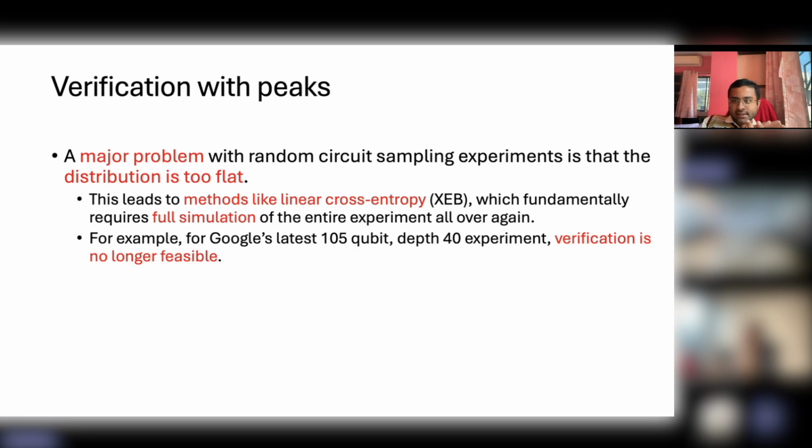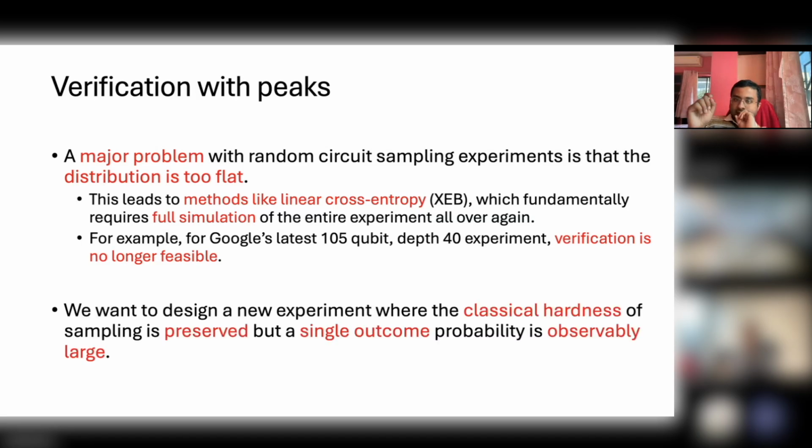And for instance, the fact that with simulation and verification there's no gap between these two timescales is very apparent in the brand new experiments. Like Google's 105 qubit depth 40 experiment can no longer be verified. It's no longer humanly possible to verify this. So what Google did was they did some cross-entropy benchmarking on a much smaller system and then extrapolated those scores for their 105 qubit device. But the actual device output wasn't verified. And so that's a problem.